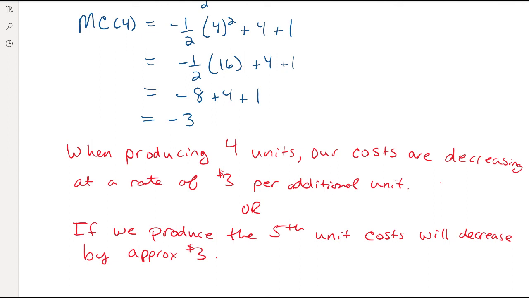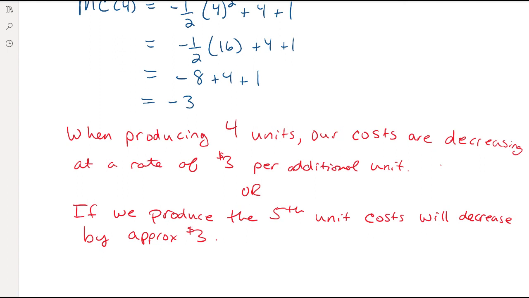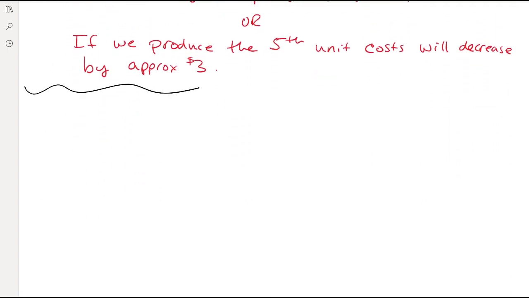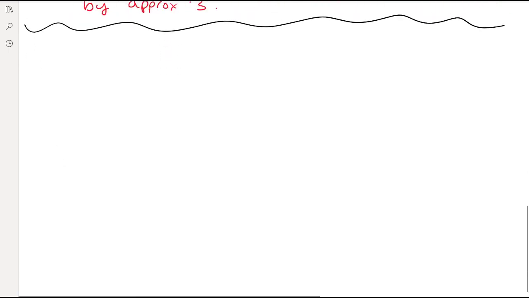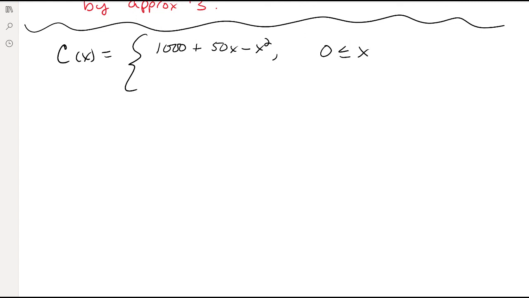All right, so that's really what marginal cost is, and marginal revenue is very similar, okay? All right, so let me do some other examples for you here. All right, how about this example? This is a little weird one that I saw in the homework. Let's say we have the following cost function. Okay, and it's going to be a piecewise function. So let's say our costs will be 1,000 plus 50x minus x squared, and this is true for the number of units produced being between 0 and strictly less than 50.